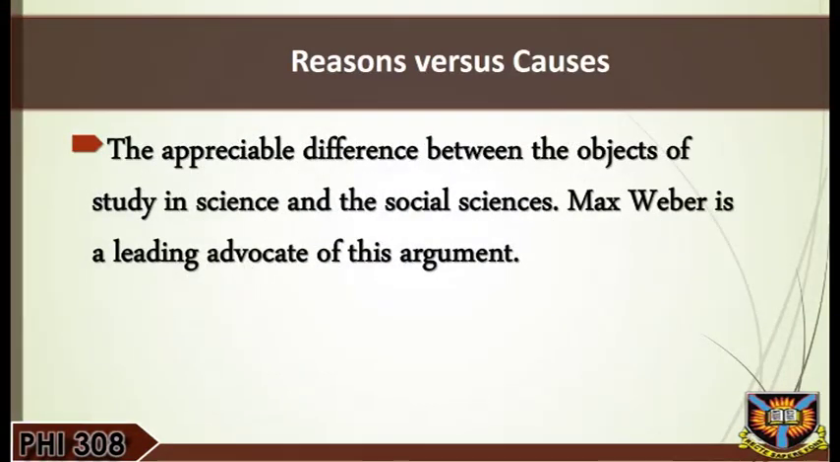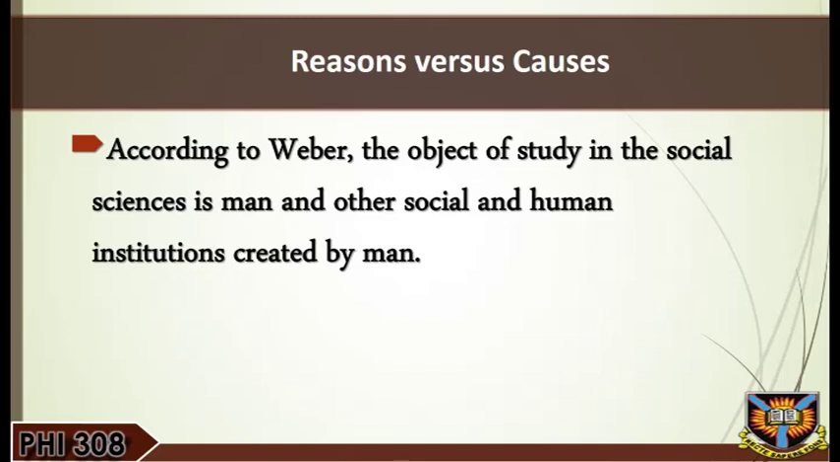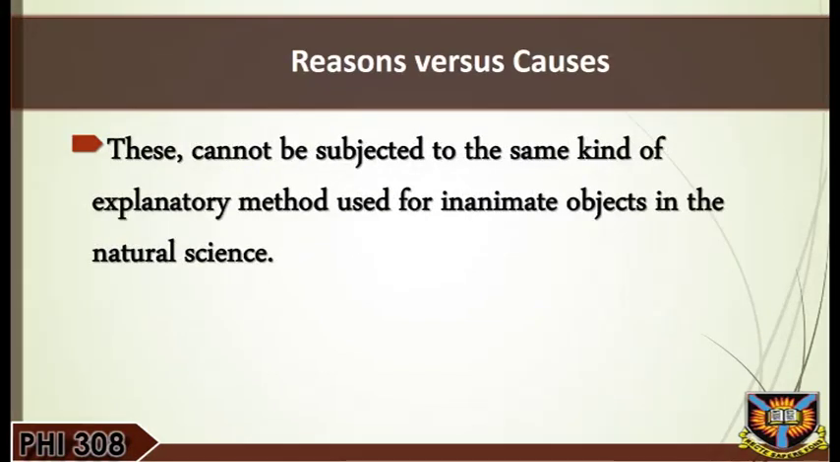Another general argument as to why the scientific model of explanation is inapplicable in the social sciences centers on the appreciable difference between the objects of study in science and the social sciences. Max Weber is a leading advocate of this argument. According to Weber, the object of study in the social sciences is man and the other social and human institutions created by man. These, according to him, cannot be subjected to the same kind of explanatory method used for inanimate objects in the natural sciences.